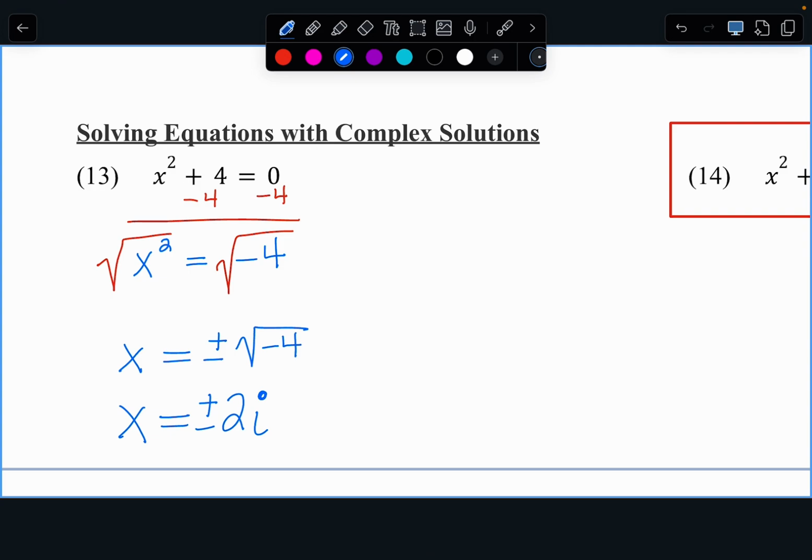Just think to yourself every time I'm taking the square root of a negative, it just means I need to put an i in front.